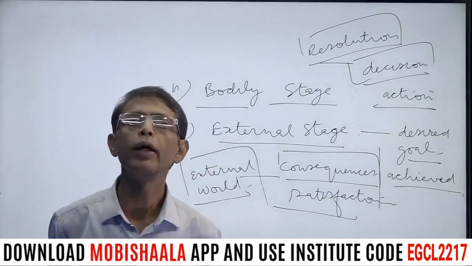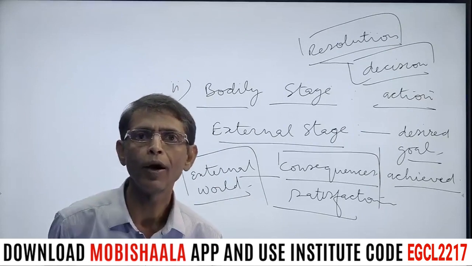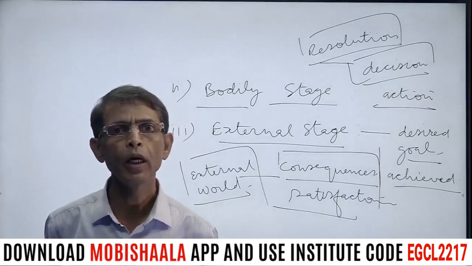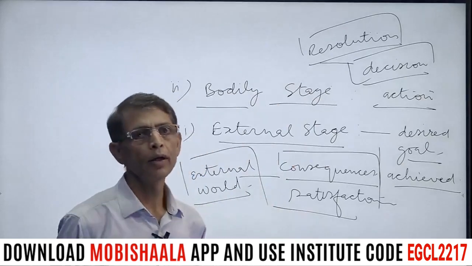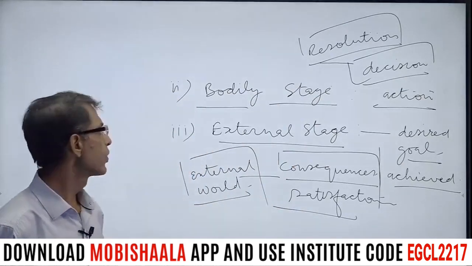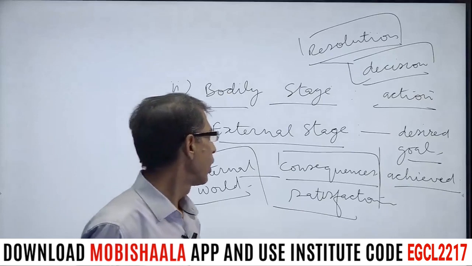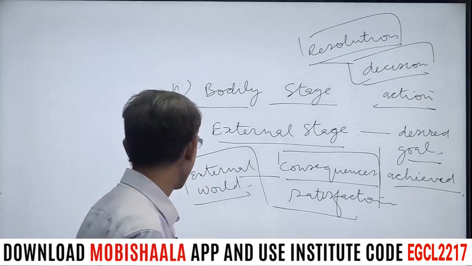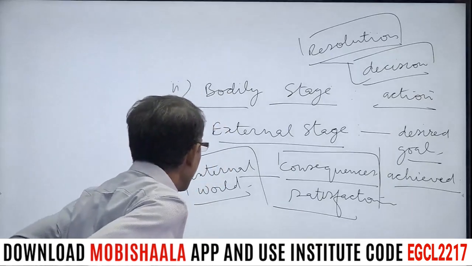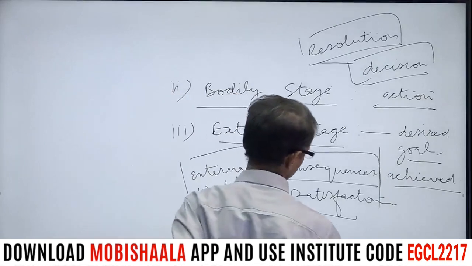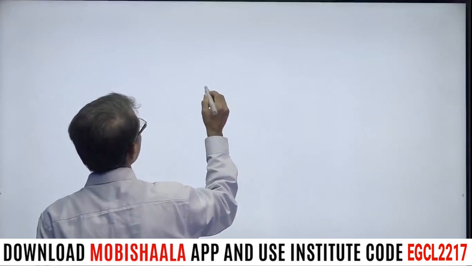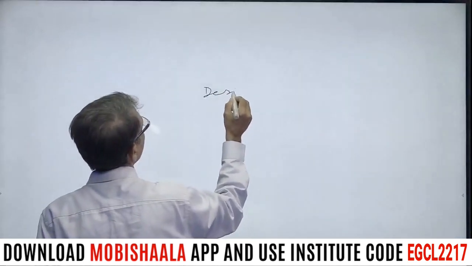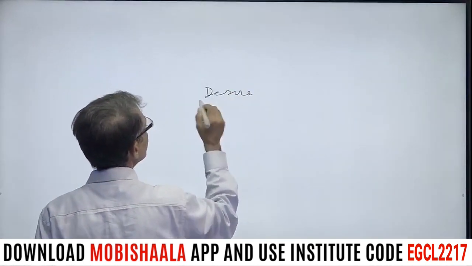This is known as voluntary action. Now before voluntary action, we have to understand desire, and we will discuss desire. Now we are coming to desire itself. Now this want is converted into desire.